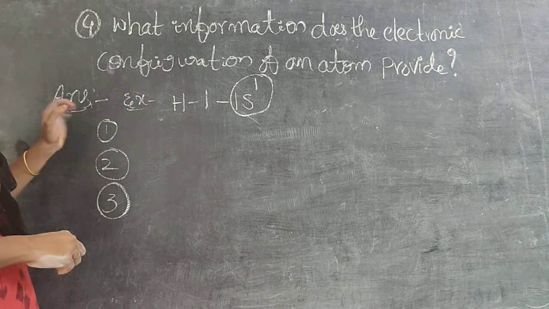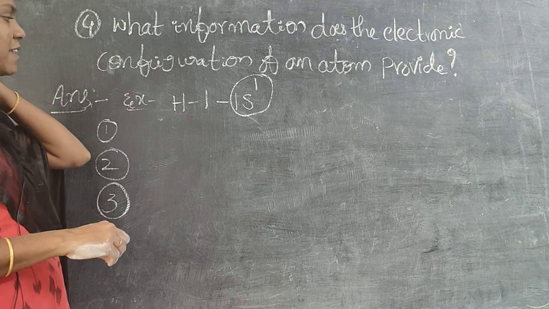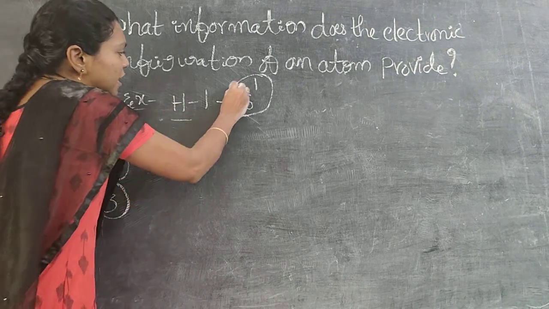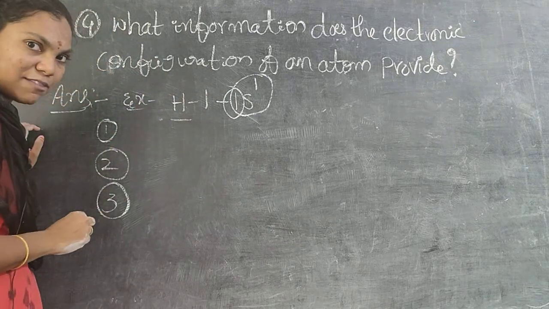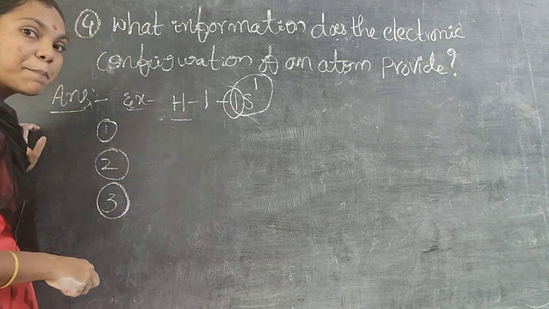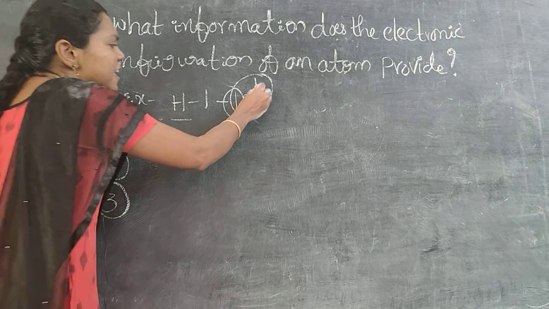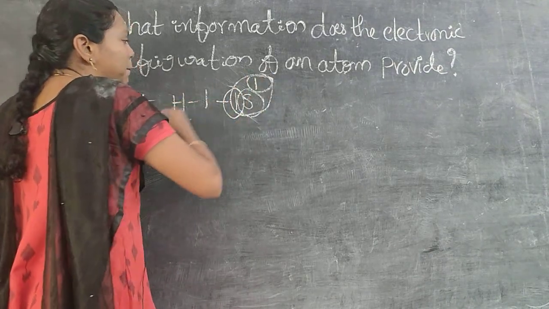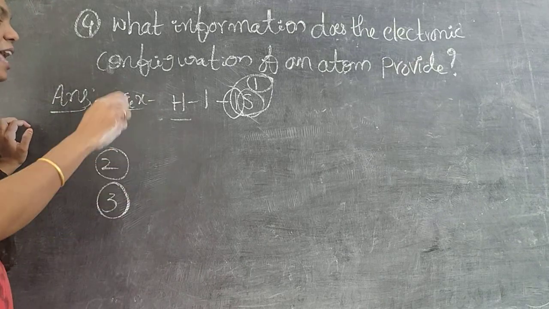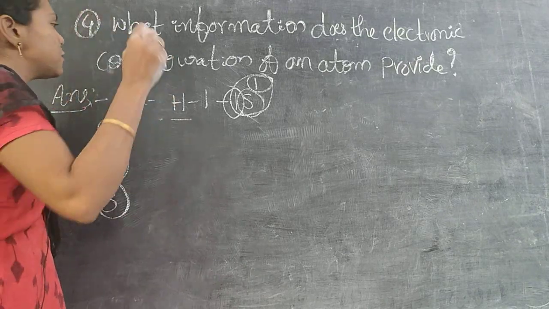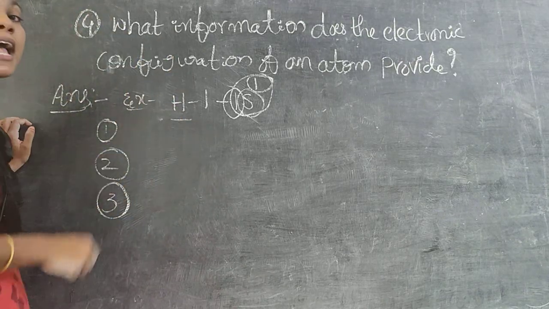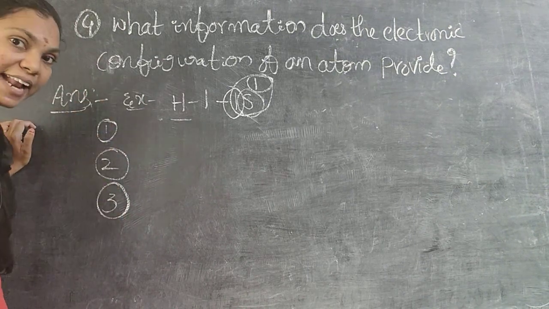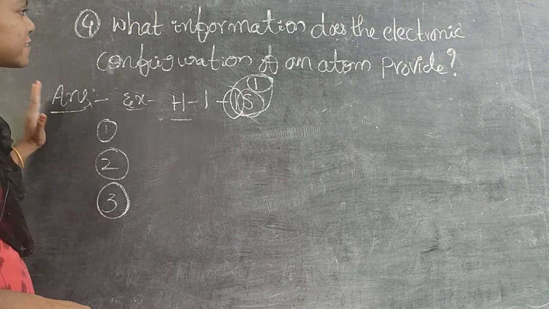Third point: we know the principal energy levels of each and every atom. For example, for hydrogen, 1 is the principal energy level, s is the angular momentum quantum number, and the superscript 1 is the number of electrons. Hydrogen has only one electron, present in the 1s orbital. We get that information clearly by seeing the electronic configuration. This question is asked for 2 marks.